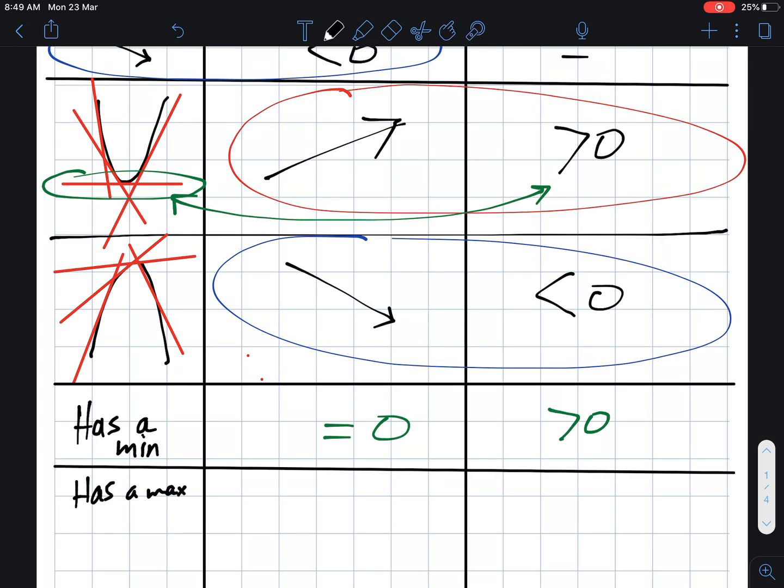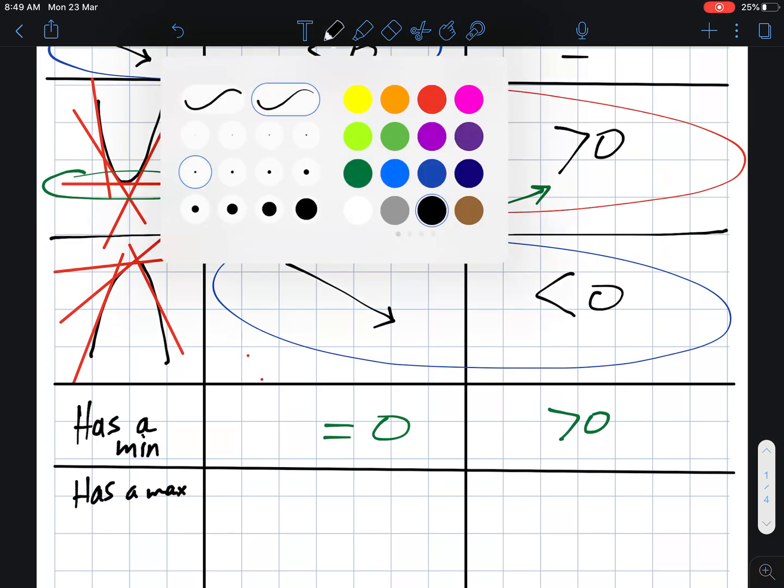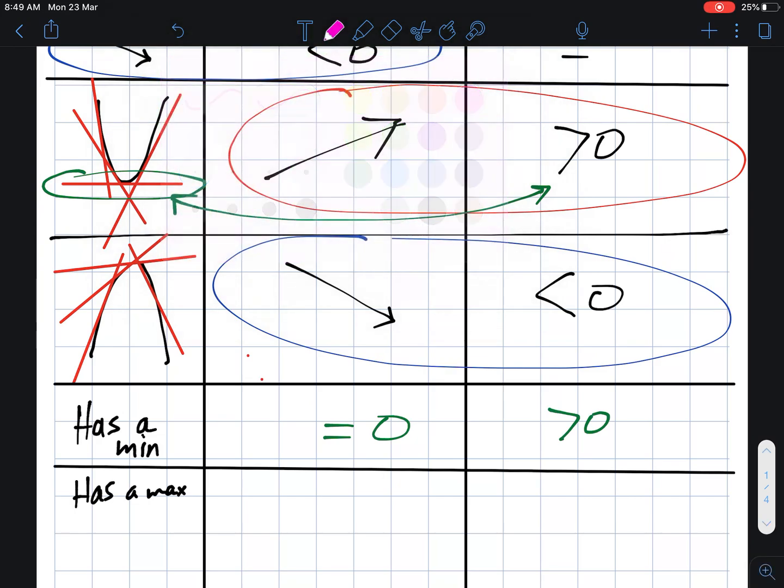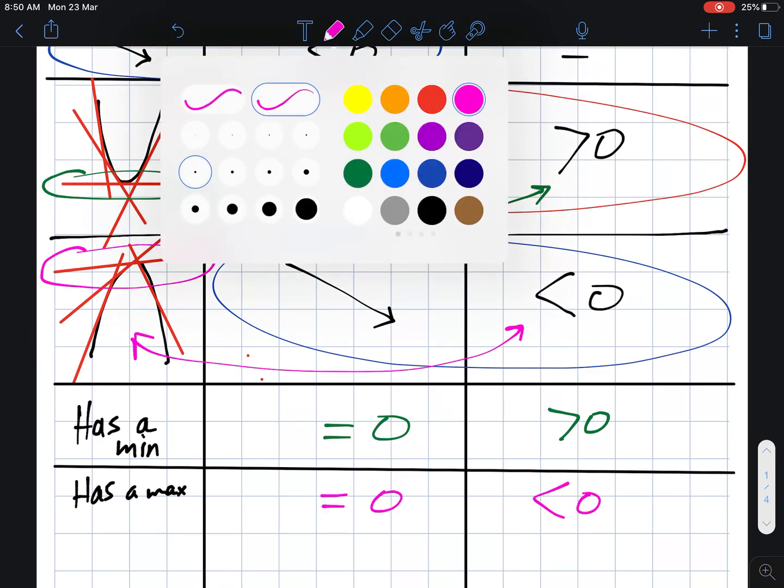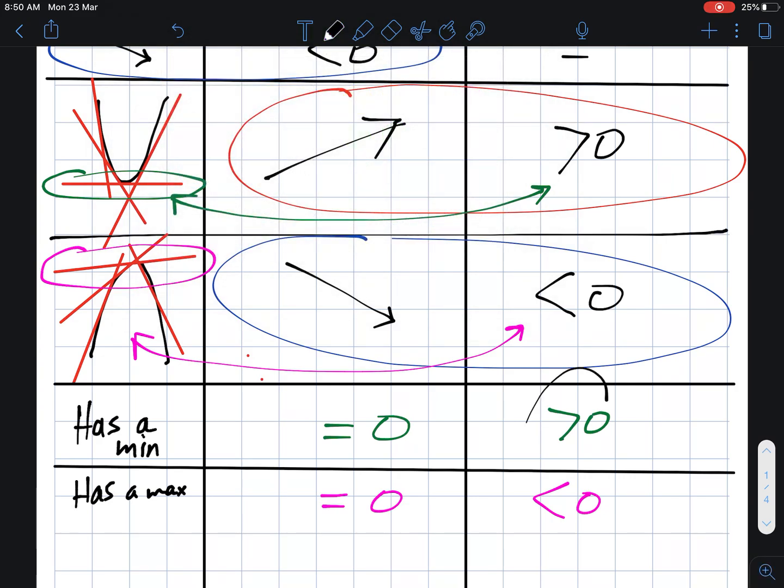Again, as you notice from this graph, let me highlight it in pink. If it has a max, then the tangent is going to be horizontal. The slope of the tangent is going to be 0 again. Since it's concave downwards, then the second derivative is going to be less than 0. So, those two things together represent what we call the second derivative test.